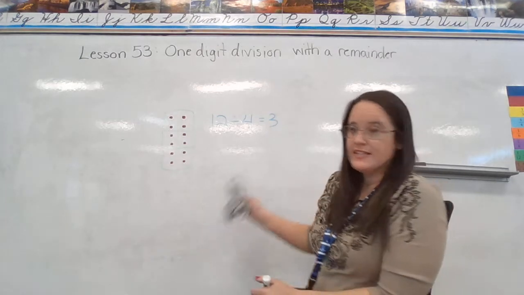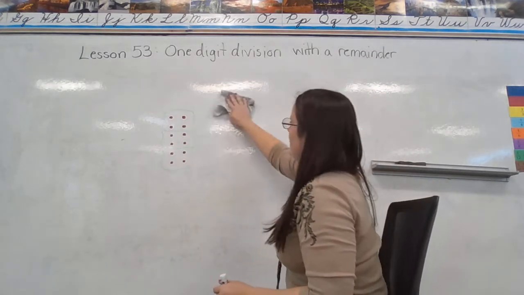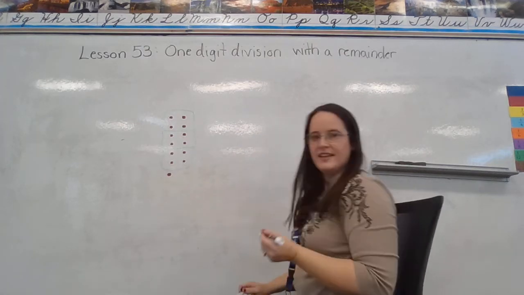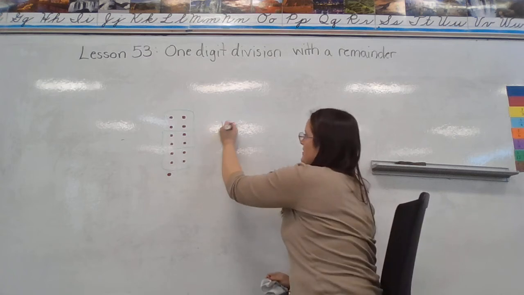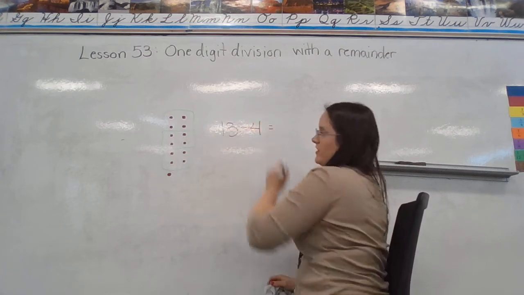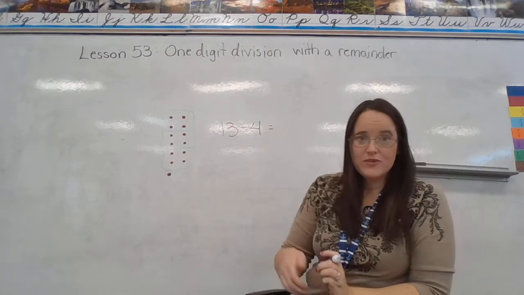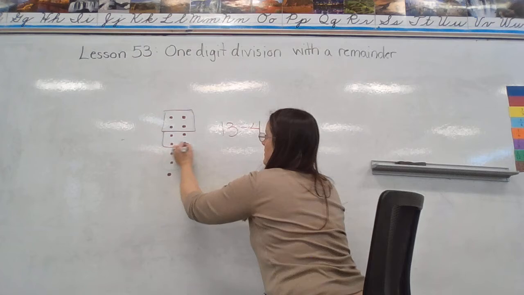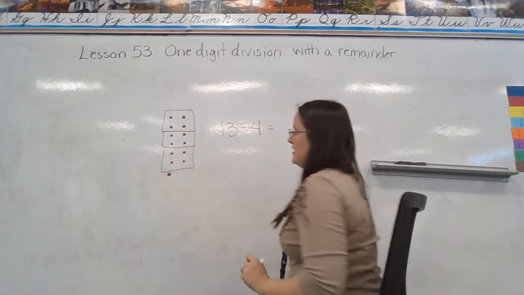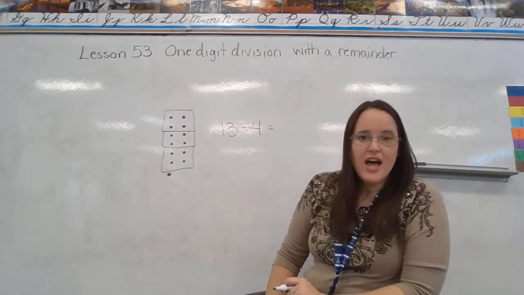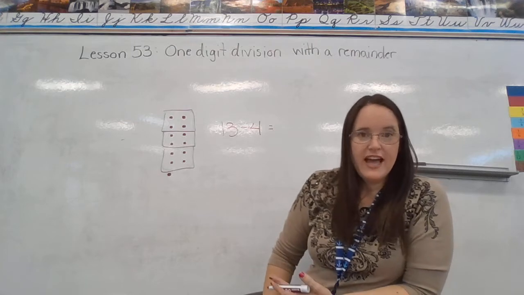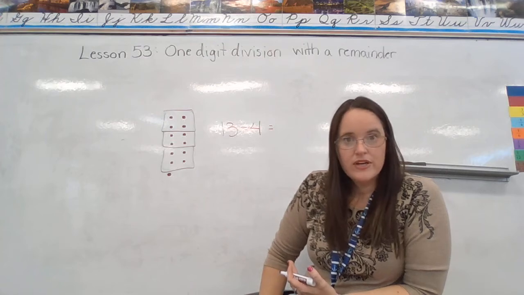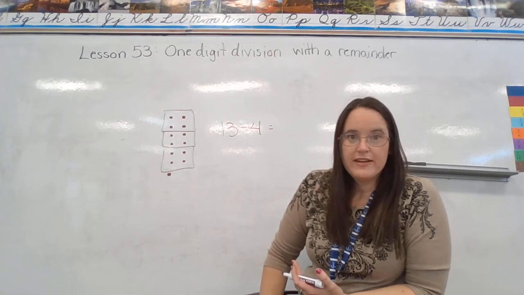That is great, but what if, instead of having 12, what if I have 13? And the problem is now 13 divided by 4. I'm going to start with the same process. I'm going to divide them into groups of 4. But then I look at this one and I go, uh-oh, I've got 1 left out. 13 doesn't divide evenly by 4. So what do I do about it?